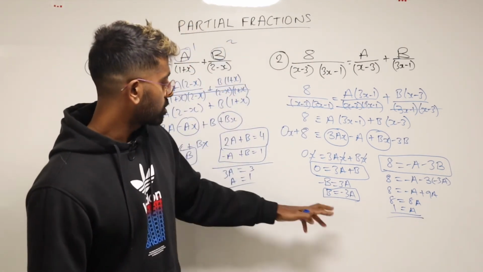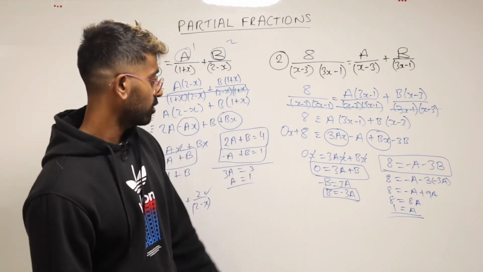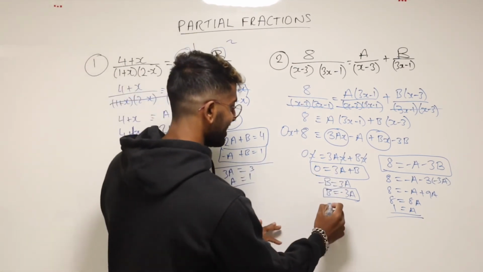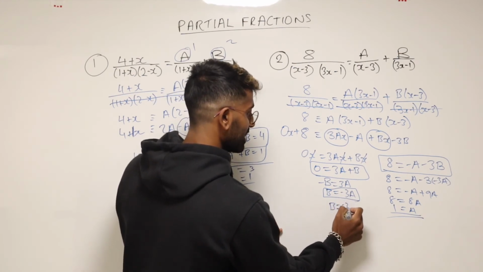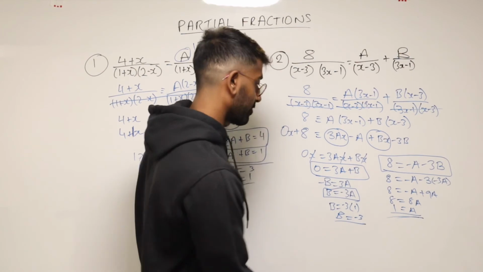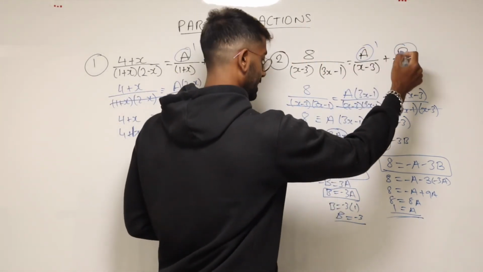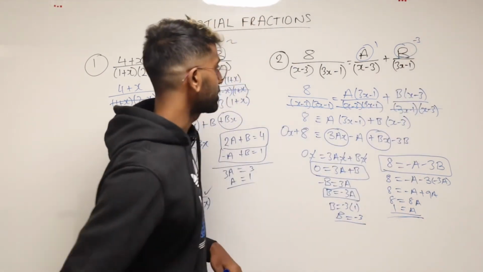Now take it and we'll substitute it back into one of these. Let's sub it into this over here. Or in fact, we can just sub it right here. b is equal to minus 3 lots of 1. And so b is just equal to minus 3. There we go. So very easy. We've worked out a is 1 and b is minus 3.